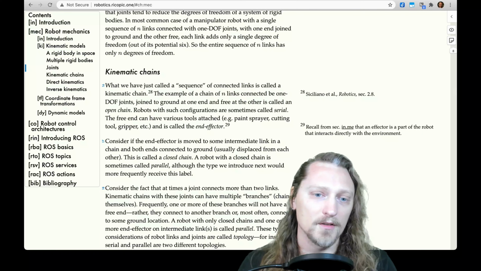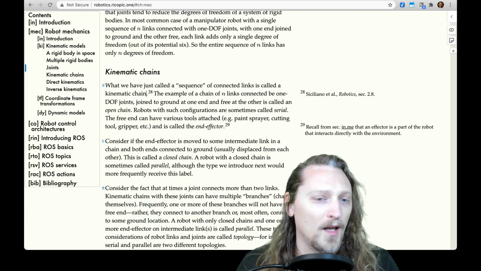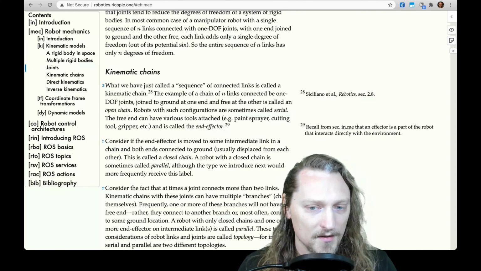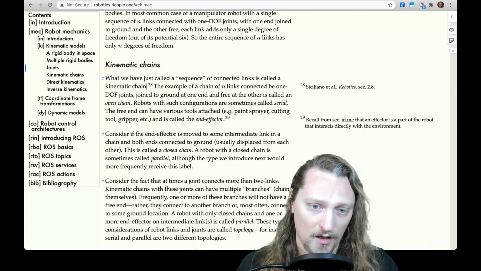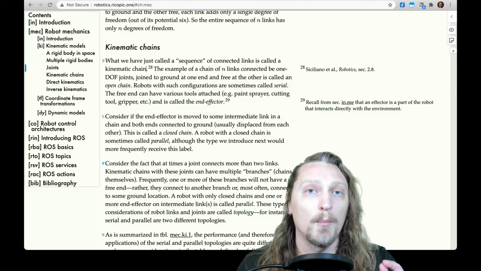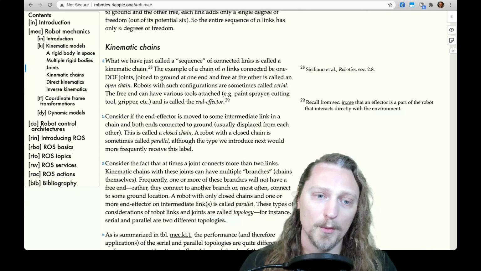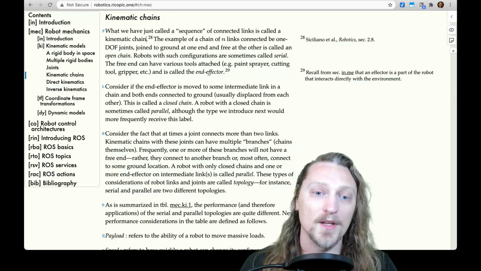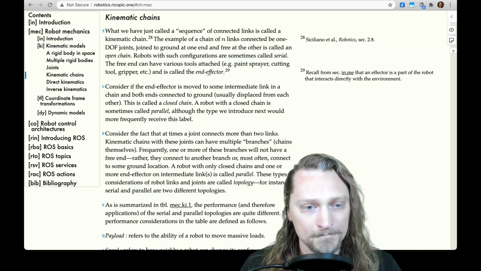Consider if the end effector is moved to some intermediate link in a chain and both ends connected to ground, usually displaced from each other. This is called a closed chain. A robot with a closed chain is sometimes called parallel, although the type we introduce next would more frequently receive this label. Consider the fact that at times a joint connects more than two links.